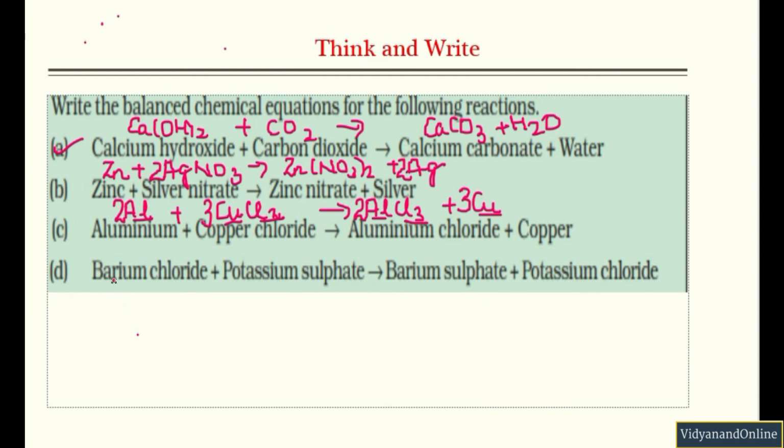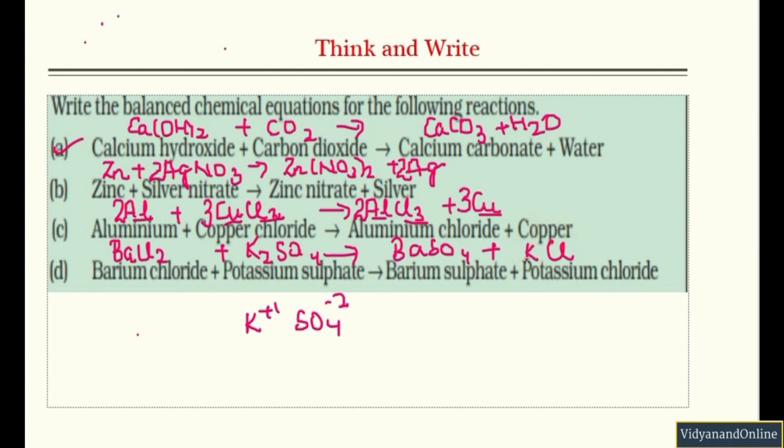Okay. Now the last equation is barium chloride. So Ba +2 and Cl -1. It comes out to be BaCl2 plus potassium sulfate. So K is +1 and SO4 is -2. So it comes out to be K2SO4. Okay. Now barium sulfate, Ba is +2 and SO4 is -2. So it is BaSO4 along with potassium chloride. Potassium is K and chlorine is Cl. So it is K +1, Cl -1, it is KCl.